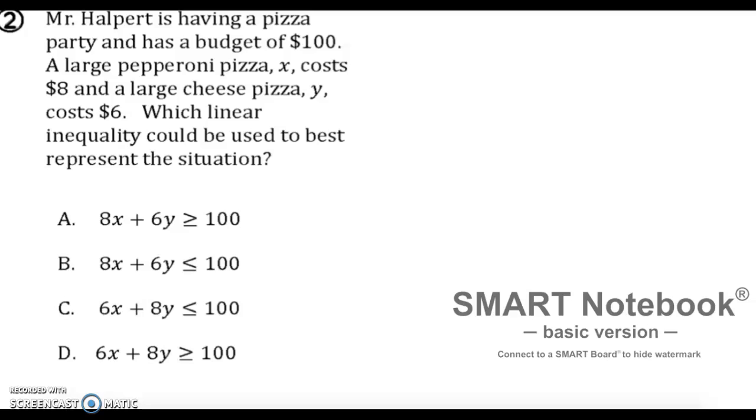So Mr. Halpert is having a pizza party and has a budget of $100. A large pepperoni pizza, X, costs $8. So let's represent that. Pepperoni pizza is X, it costs $8. So that's going to be an 8X. $8 per pepperoni pizza. And a large cheese pizza, Y, costs $6. So let's represent that. Cheese pizza is going to be 6Y.